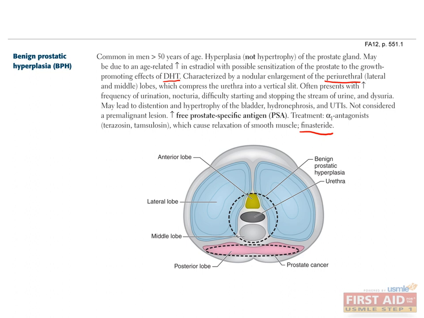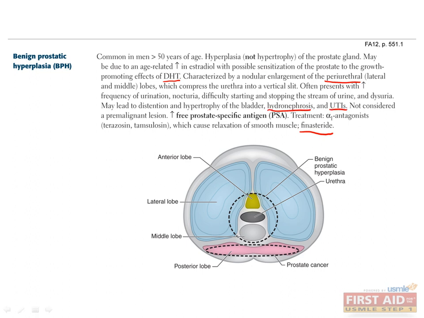BPH compression of the urethra can lead to increased urinary frequency, nocturia, difficulty starting and stopping the stream of urine, and painful urination. If the prostate significantly blocks the urethra, urinary retention can occur, distending the bladder and causing bladder hypertrophy. If urine backs up further, it can cause hydronephrosis and UTIs.